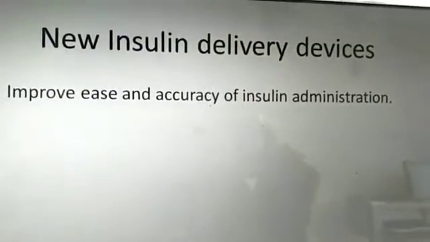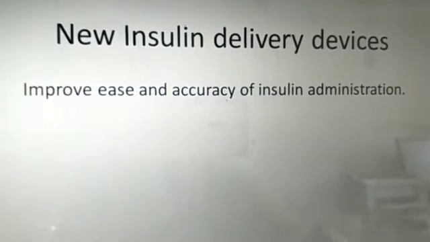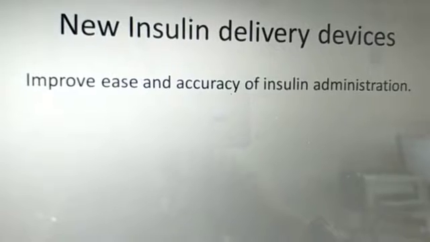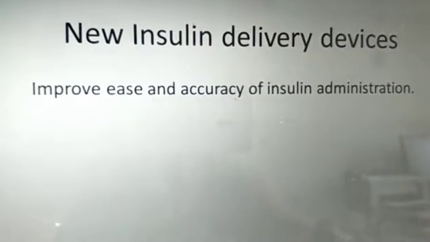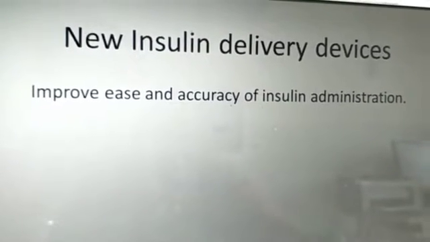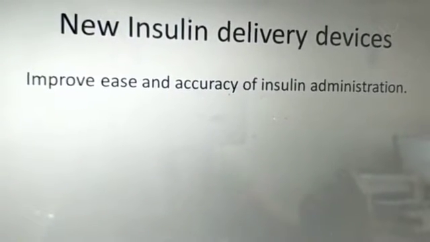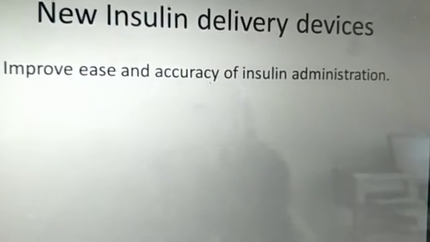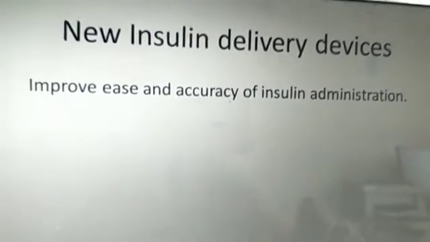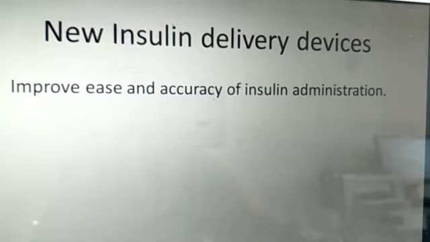So now continuing with insulin as a medicine, insulin as a drug, what are the various delivery devices, how it can be administered, because it has to be given by subcutaneous injection. So various devices have been made from time to time to improve the ease and accuracy of administration, so that it is convenient for the patient as well as for the health worker.